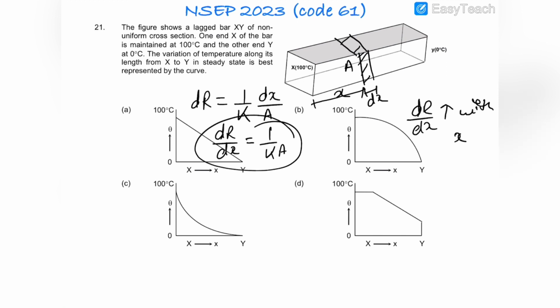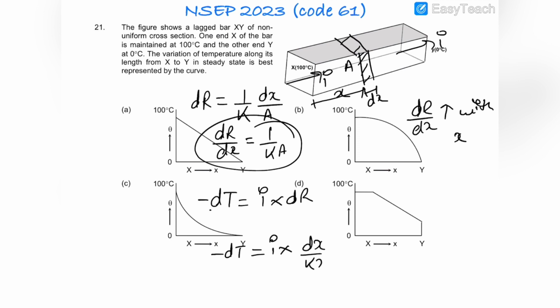We know that the temperature difference dT would be equal to I into dR, where dT is the temperature difference across these two ends, and obviously dT would be negative because as we move ahead, temperature is decreasing. So minus dT will be equal to I dR, where I is the heat current, which is constant for this bar. And dR would be equal to dx upon KA, so dT by dx will be equal to minus I by KA.